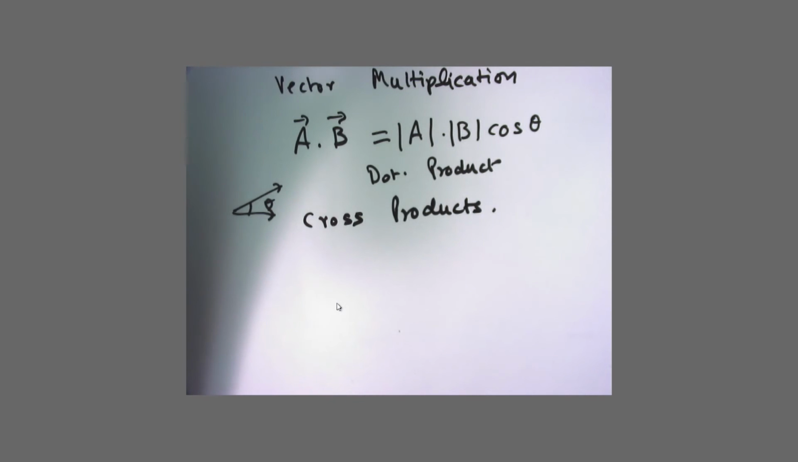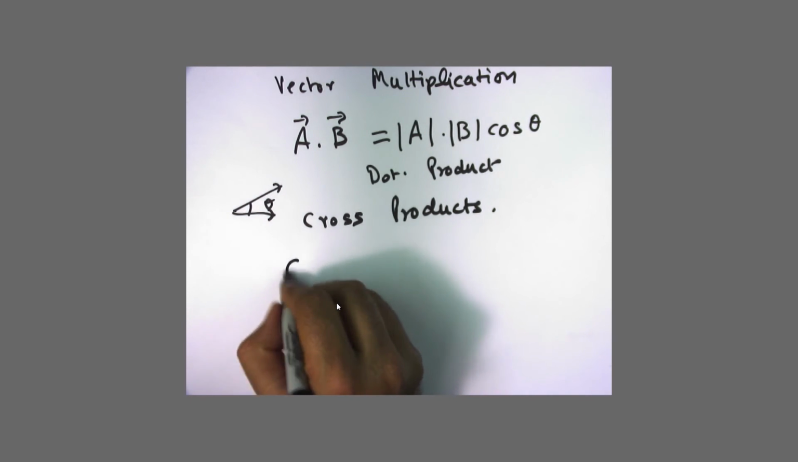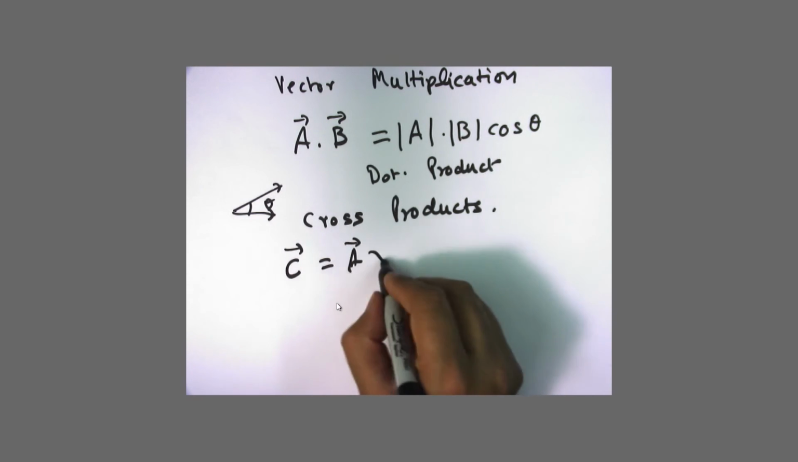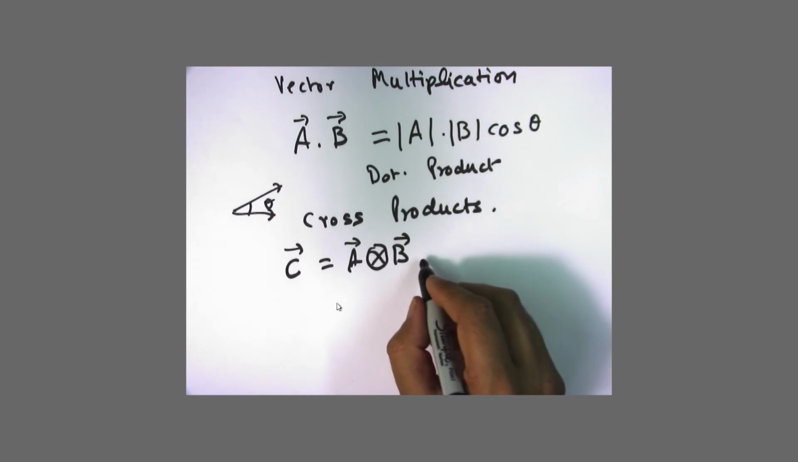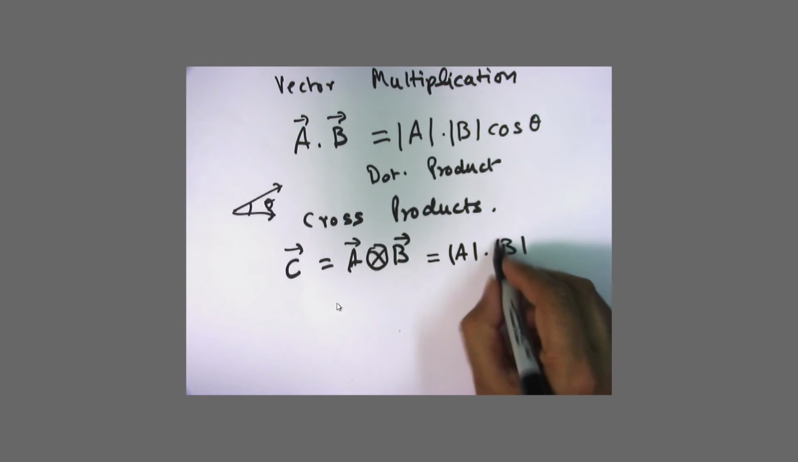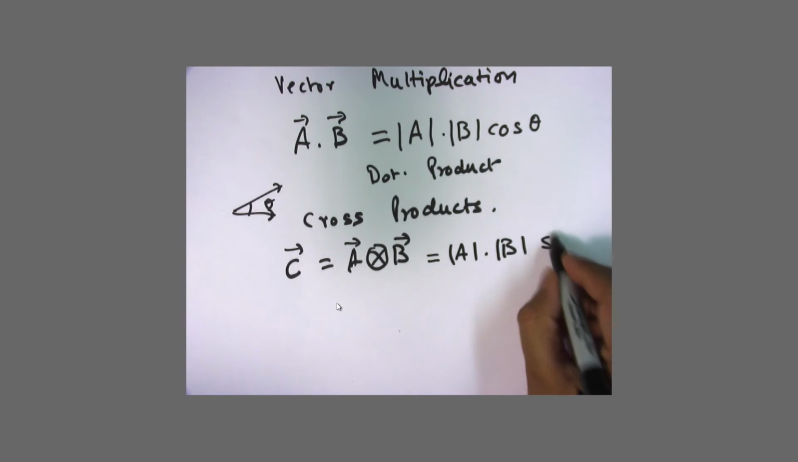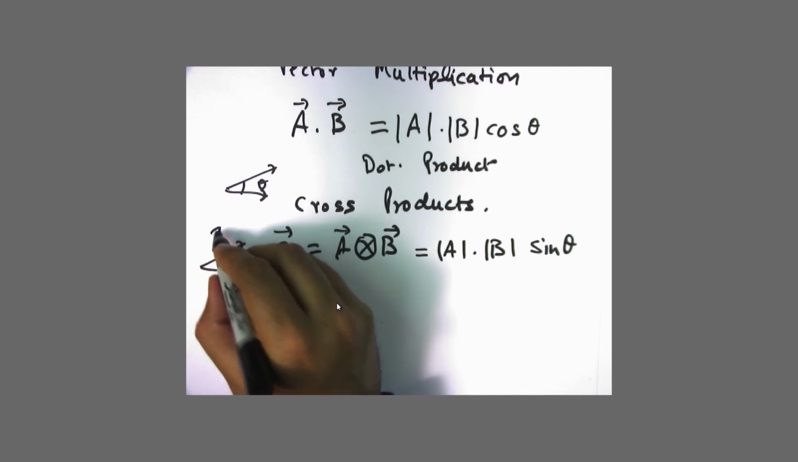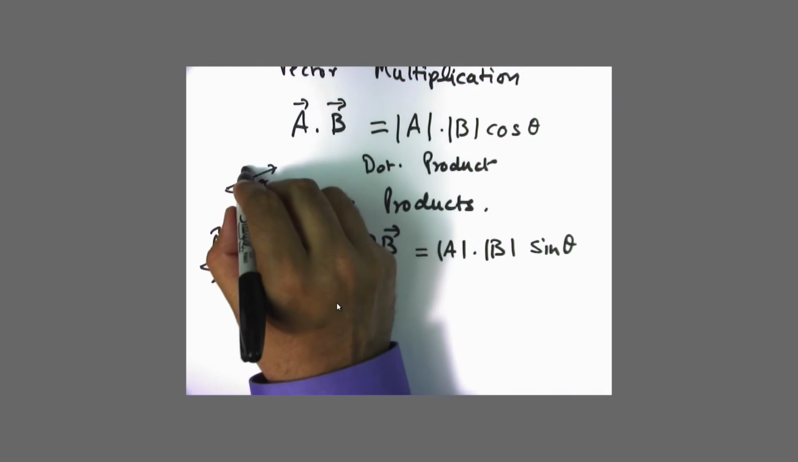So, I am going to come up with, let us say, this C vector, which is a cross product of A vector, with the cross sign here, B. Then it becomes the magnitude of A vector, the magnitude of B vector, and sine theta, the angle between the two vectors. Okay. So, this is A vector, this is B vector, etc.